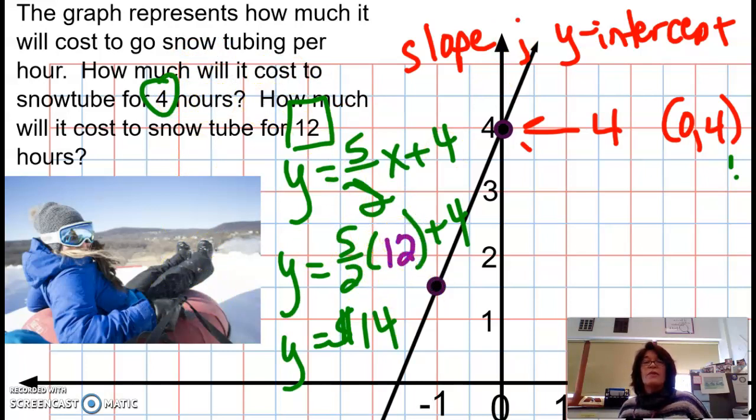12. We're going to put 12 in for x. Okay, I have the equation. I have all the power to find any. You just give me how long you want to stay, and I'll tell you how much it's going to cost.